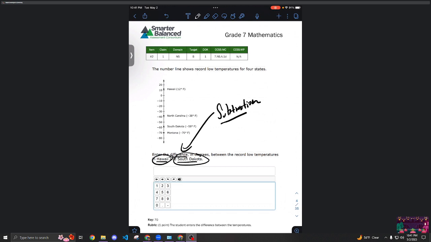Well, if we go ahead and look at our chart, I'm going to go ahead and highlight Hawaii, which is at 12 degrees. And then we also have South Dakota, which is at negative 58 degrees. So let's go ahead and write that out. If I do the difference of the temperature between Hawaii and South Dakota, Hawaii is 12 degrees, so I'm going to say Hawaii is 12 degrees minus South Dakota, which is at negative 58 degrees. All right, so now we've got 12 minus negative 58.